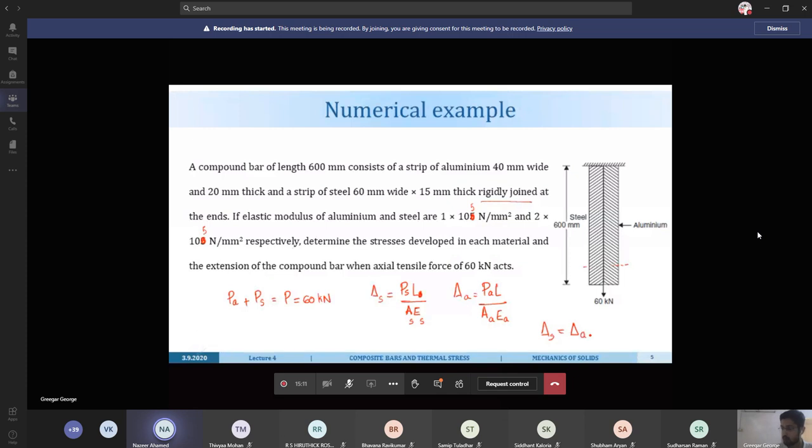And when you equate these two equations, what will you get? What are the unknown quantities here in this expression? E is known. A only. AS by A we can get, sir. PS we can substitute. E is known for both. L will get cancelled and the ratio of the area we can find, AS by AA.